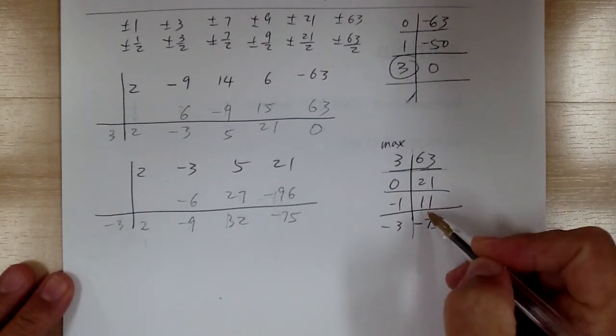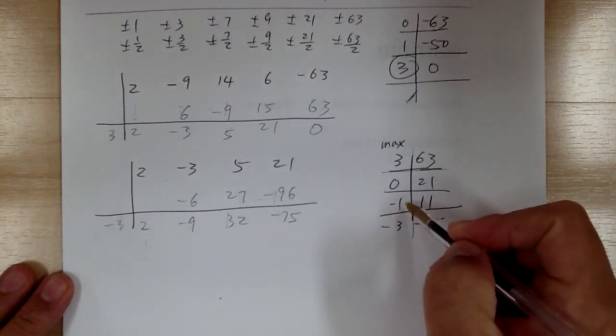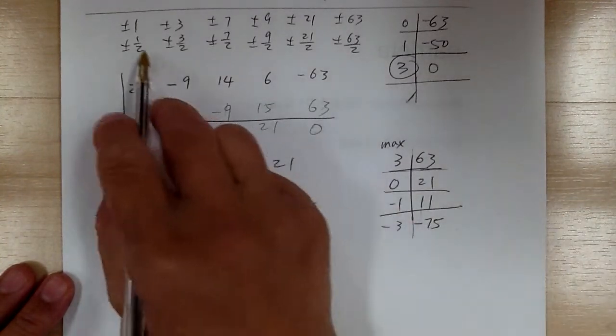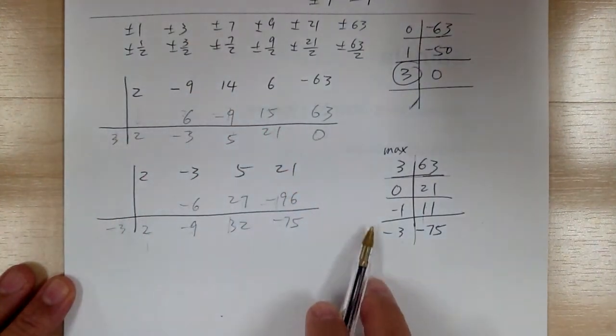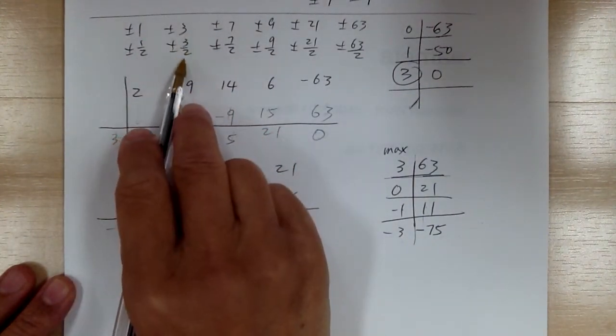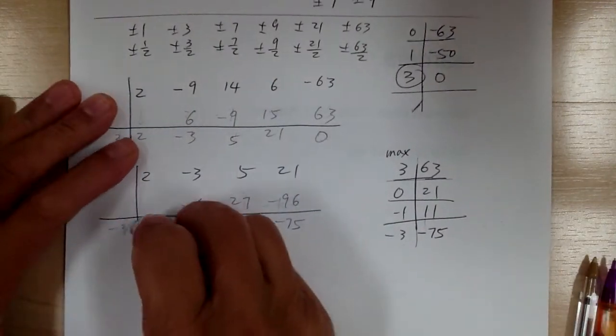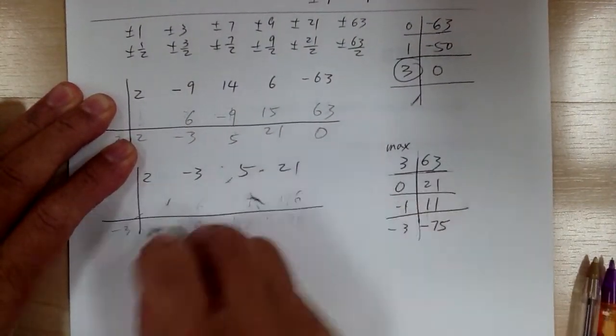So there's going to be one answer between here. The one to try is the one between -1 and -3. So you go to the list. The number between -1 and -3 is -3/2. So let's go and try that. Let's try -3/2.